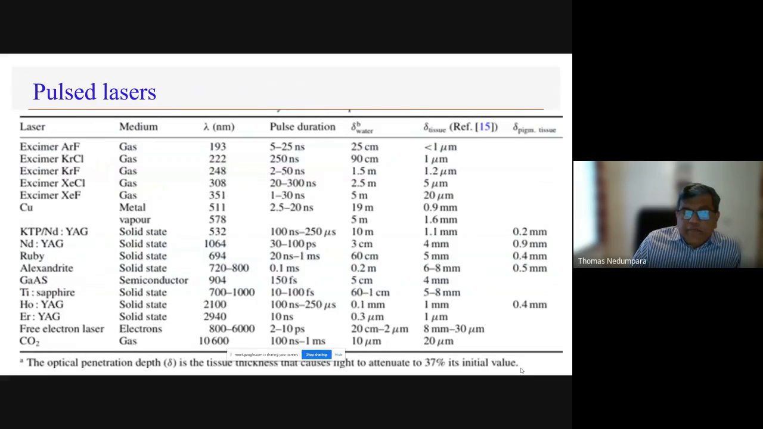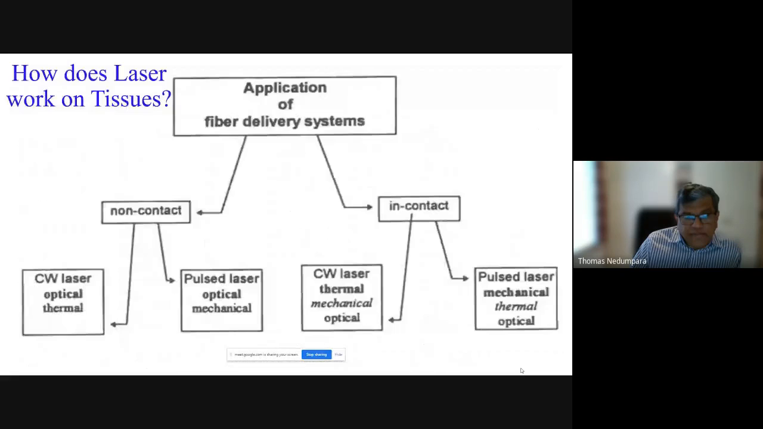Most of the lasers are pulsed lasers. Continuous wave lasers have very little application because they can cause more thermal damage. So if you want minimal tissue damage, use a pulsed laser.